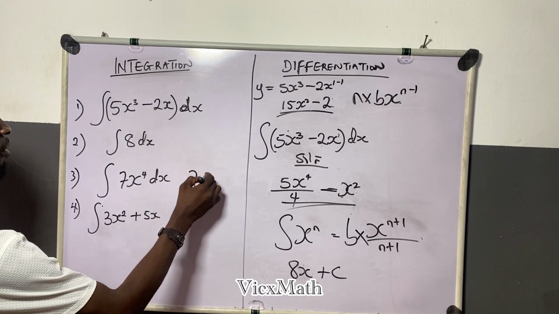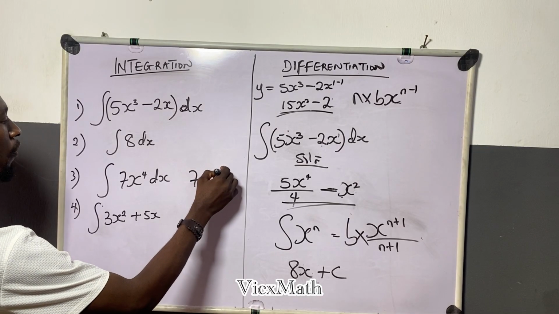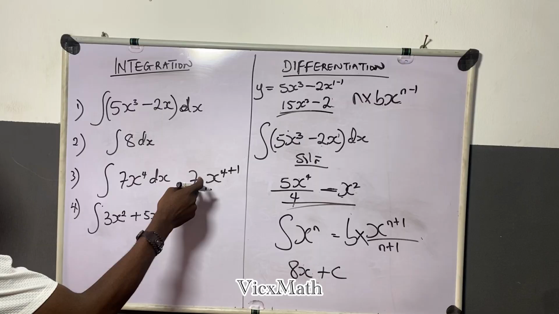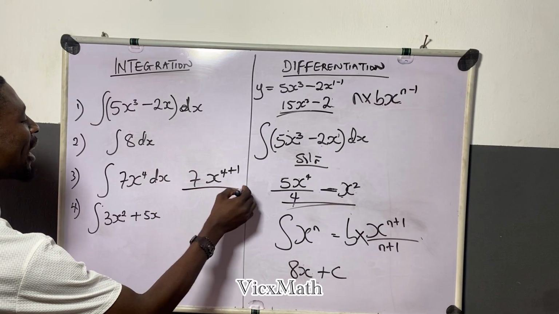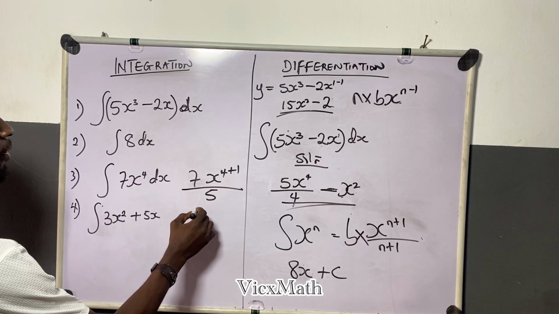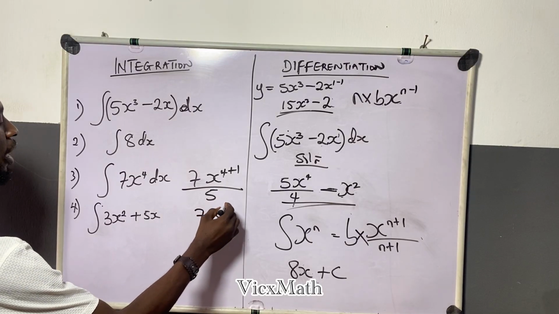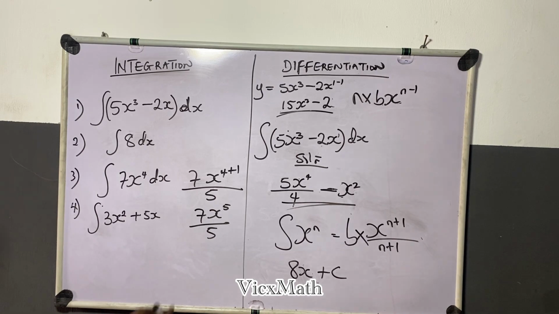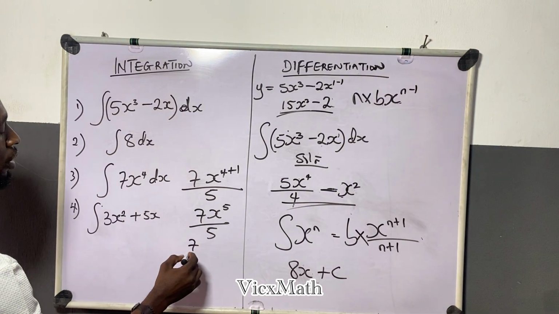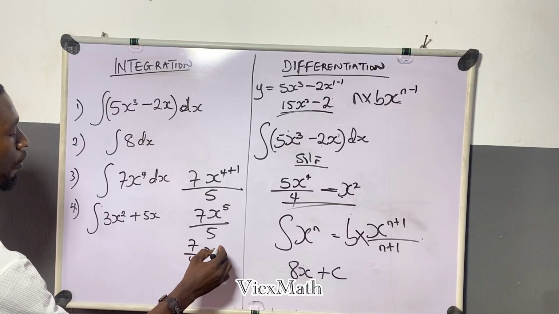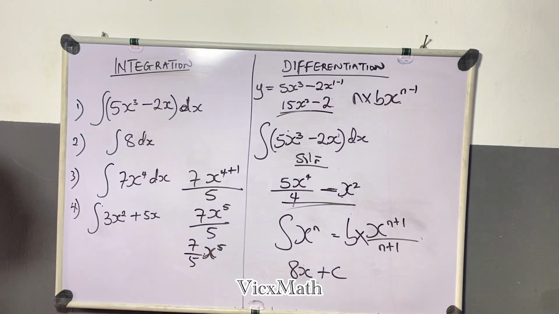You have 7x to the 4 plus 1. In that one, we minus 1. But here we plus 1. So if you plus 1, divided by what? What is the current power now? 5 divided by 5. So we'll be having 7x raised to the power 5 all over 5. 5 cannot divide it, so this remains your answer. So you can even go as far as saying 7 over 5 x raised to the power 5. Or you can even put a decimal point. So this is just your answer.